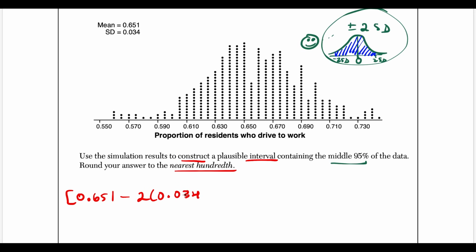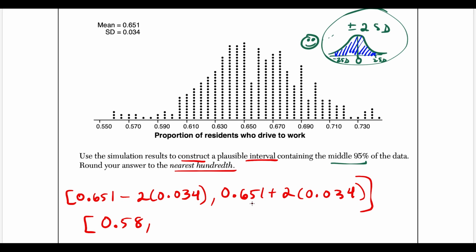So we have 0.034. Let me just make that a little bit neater. Actually, I'll just backtrack a bit. So we'll just make that look a little bit better. And now for the right hand, we have the average plus 2 standard deviations. So the average is still 0.651, and now we're adding 2 standard deviations like this. So then this is just all calculator work here. If you type this in for the first part, rounding to the nearest hundredth, what we'll have is 0.58. And then if we do the average plus 2 times the standard deviation, the right endpoint would give us 0.72. And once again, we're rounding to the nearest hundredth.